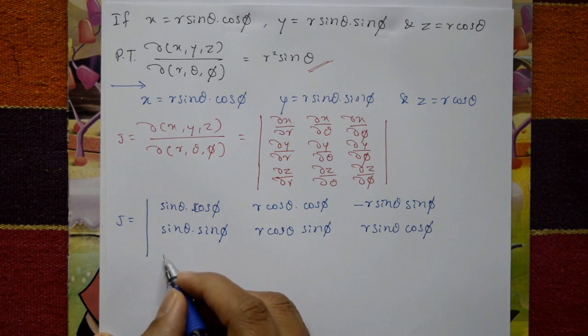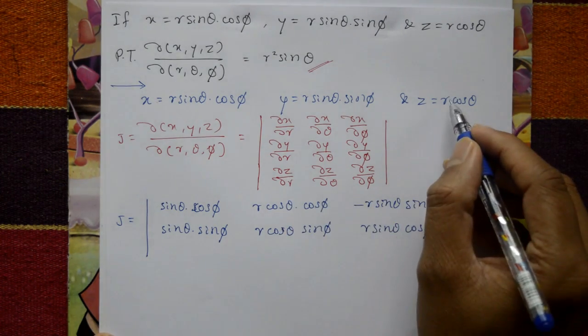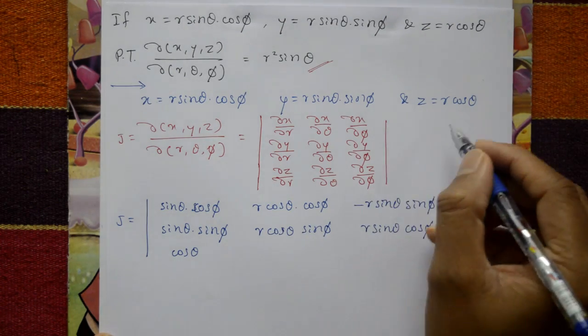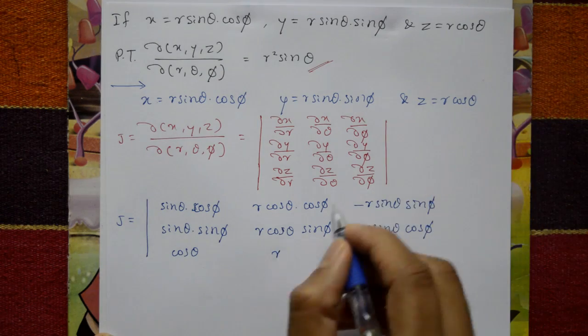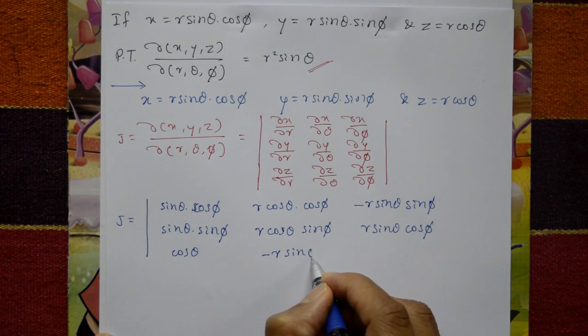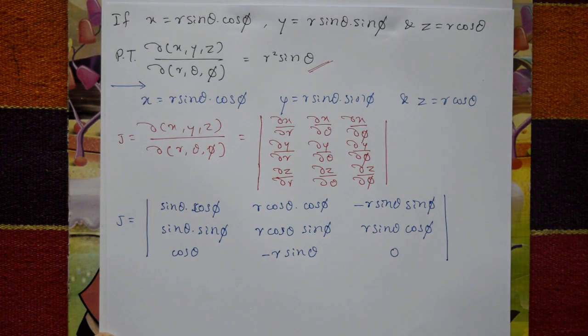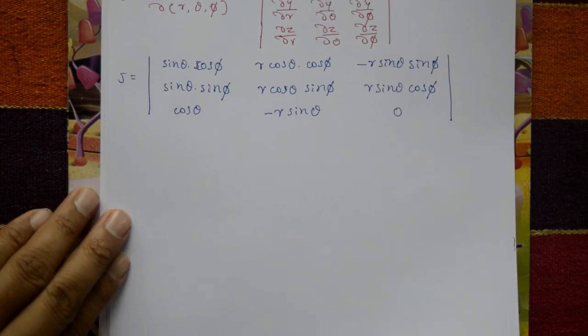Okay. Now the third one is z. With respect to r, cos theta remains. With respect to theta, r is constant, theta means minus sin theta. With respect to phi, no phi variable, so it is 0. Okay.